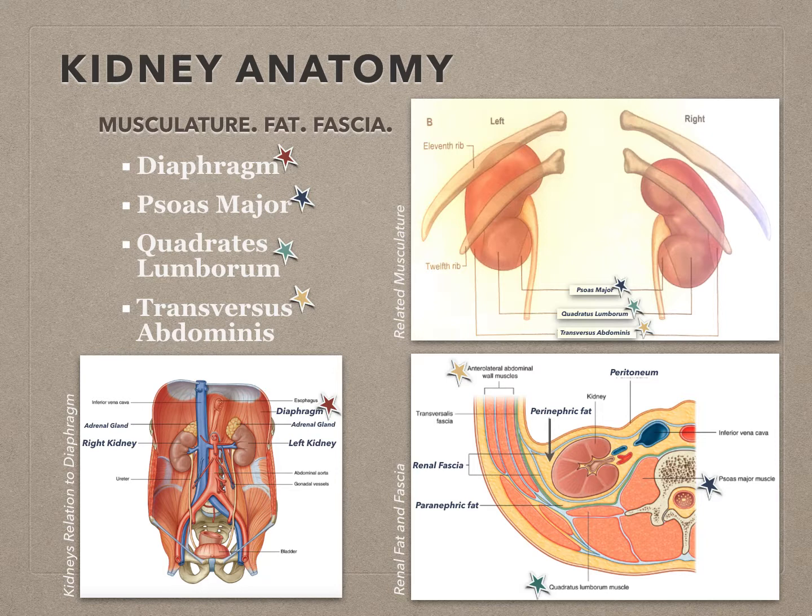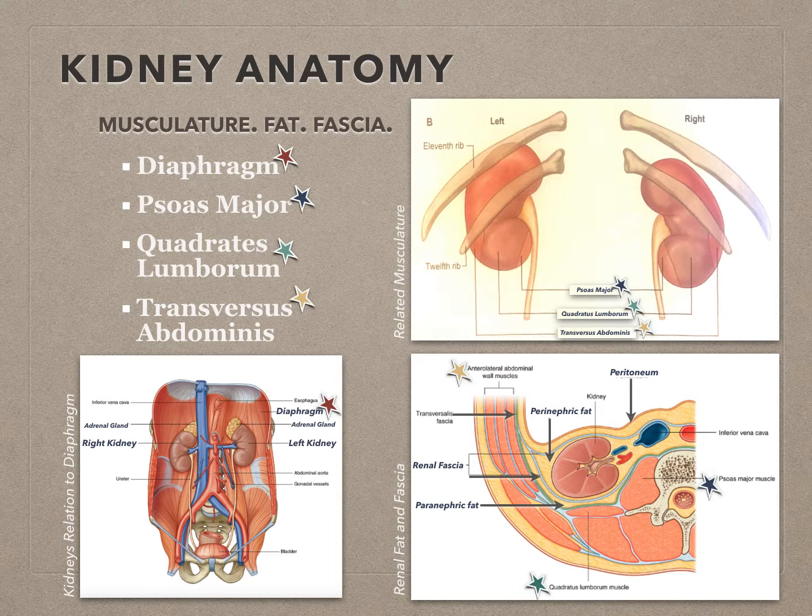Also notice, in the transverse view of the kidney, you can see the kidney is surrounded by a unique arrangement of fat and fascia. Perinephric fat completely encloses the kidneys, then a membranous layer of renal fascia further protects the kidneys. Paranephric fat and the transversalis fascia complete the unique layering of fat and fascia protecting the kidneys. Lastly, the peritoneum also provides protection to the retroperitoneal kidneys.